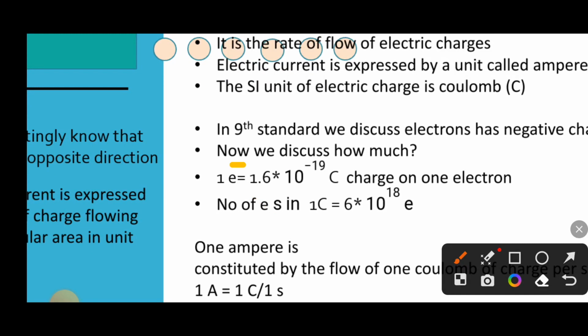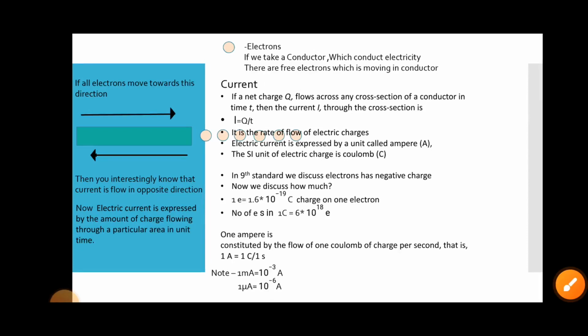Now the number of electrons in 1 coulomb is equal to 6 into 10 raised to 18 electrons. 1 ampere is constituted by the flow of 1 coulomb of charge per second. That is, 1 ampere is equal to 1 coulomb by 1 second. It is for information. 1 milliampere is equal to 10 raised to minus 3 ampere and 1 microampere is equal to 10 raised to minus 6 ampere. It is used for conversion in examples.